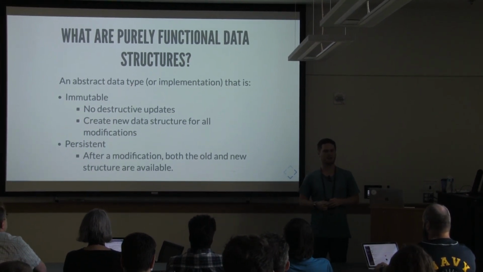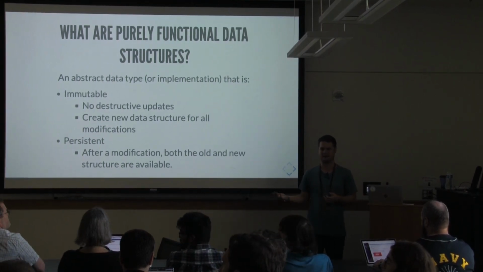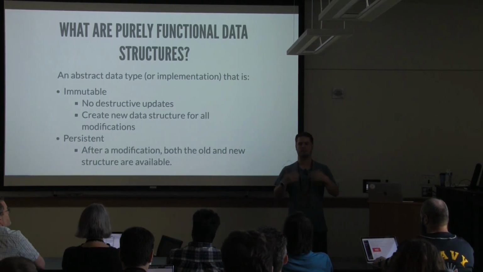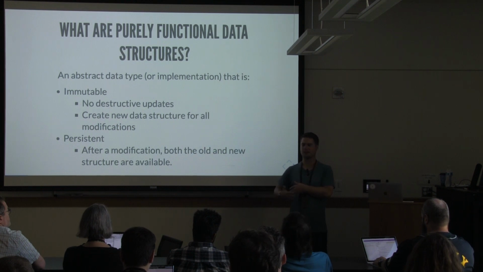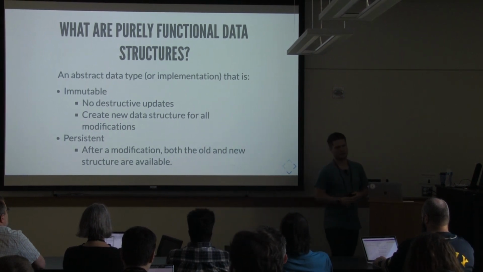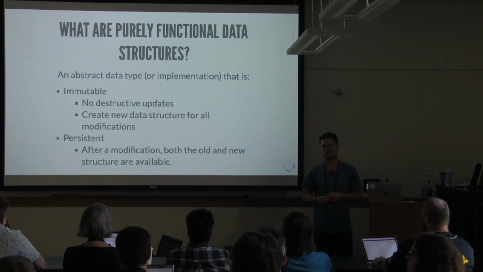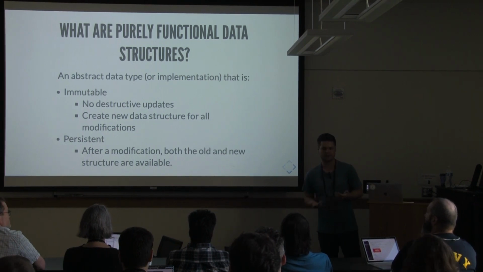And generally, they're expected to be persistent, which means that when we make that modification, we keep both of them around in the runtime. So if we have a list and we add a new head to it, the old list still exists, and anything that had a pointer to that old list is still able to use it, and it still works fine. Pretty much all functional programming languages rely on the garbage collector to ultimately clean these up when nothing points to them anymore.